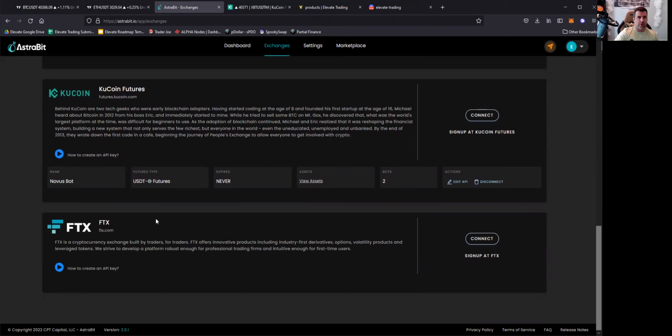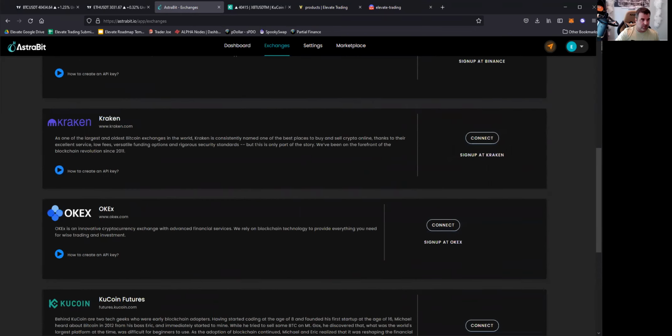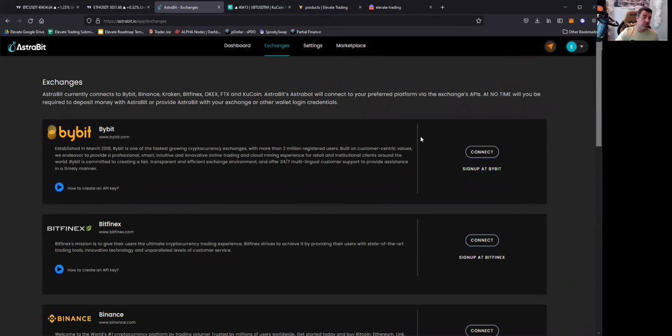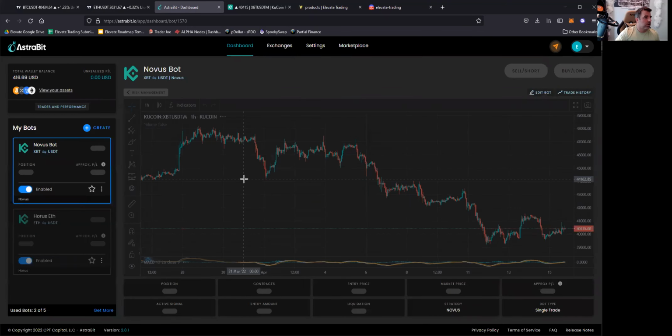We are exploring, Astrobit and Elevate are both exploring other options for US traders. We're looking possibly at Femex, BingX, and a few others to see if there are good options for US traders, as obviously some of these exchanges do not allow margin trades for US customers. Okay. So back to our dashboard.